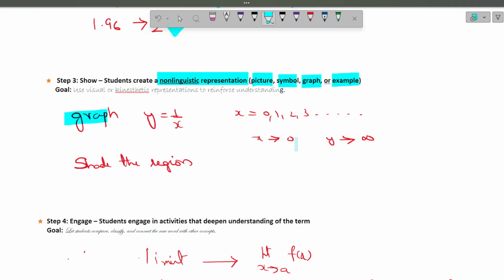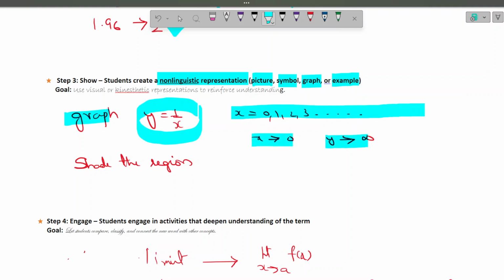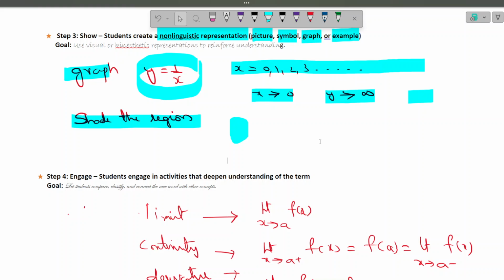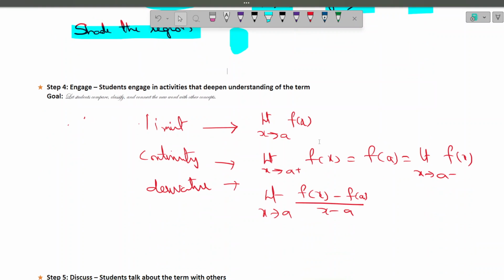For example, give the graph y equals 1 by x and ask them to take the points x equals 0, 1, 2, 3. When x equals 0, y tends to infinity, what will the graph be? And shade the region. Like that, you can give examples so that it can be understood. That is non-linguistic representation.